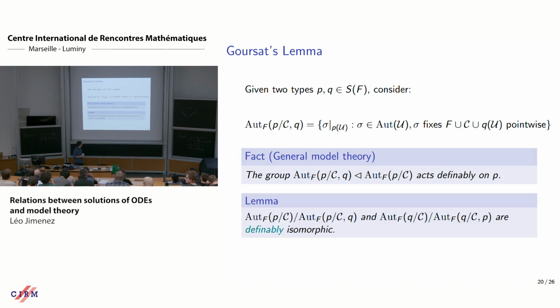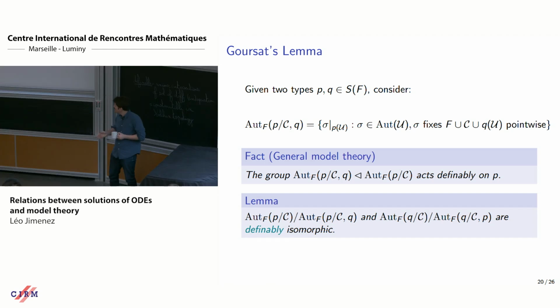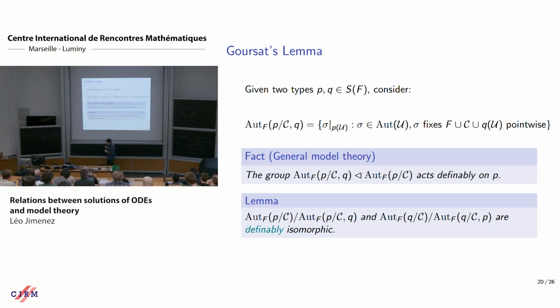Okay, and so again, another lemma is that if I quotient Aut of P by Aut of P over Q, and then Aut of Q by Aut of Q over P, these are definably isomorphic. So if I remove the word definably here, this is just Goursat's lemma. So the proof is really to prove definably, right? And this is something Christine Ingalls and I have used, but I think maybe it was known also by other people. So, yeah. Okay. So this is really just the idea, okay, is to use this.